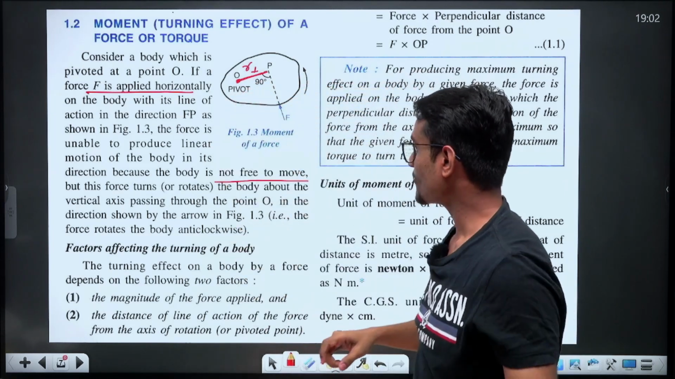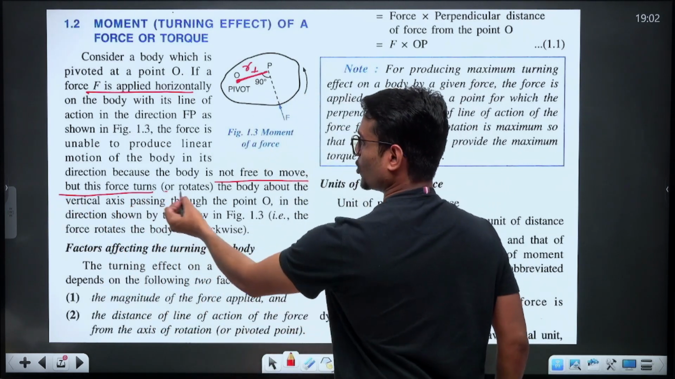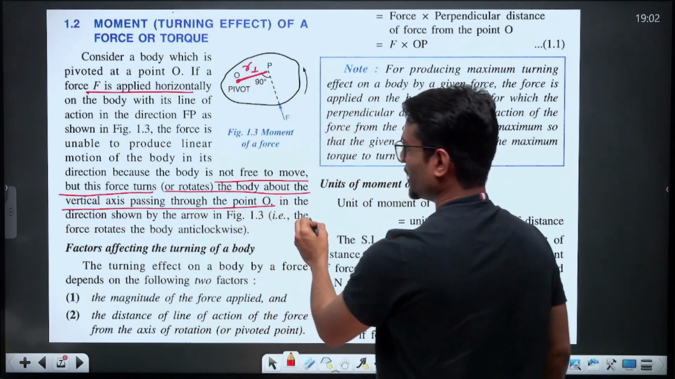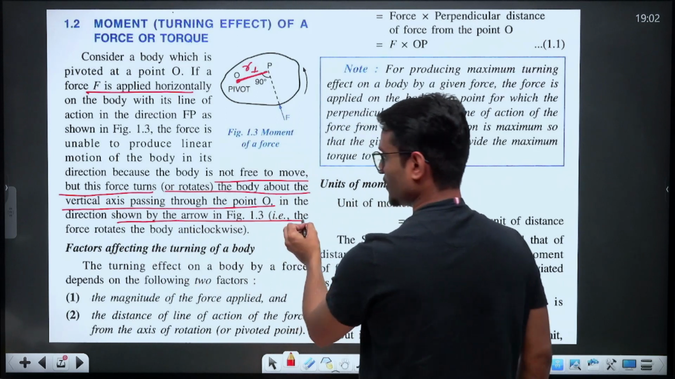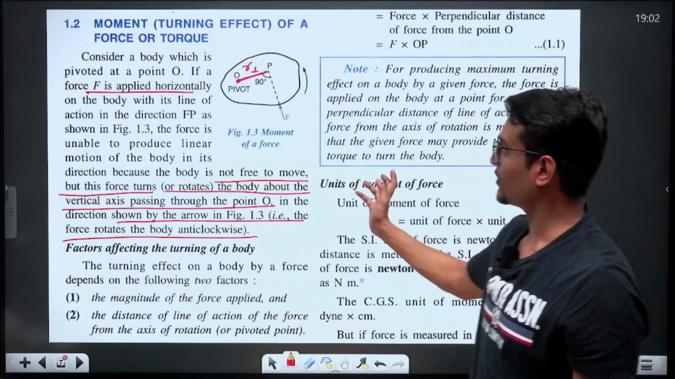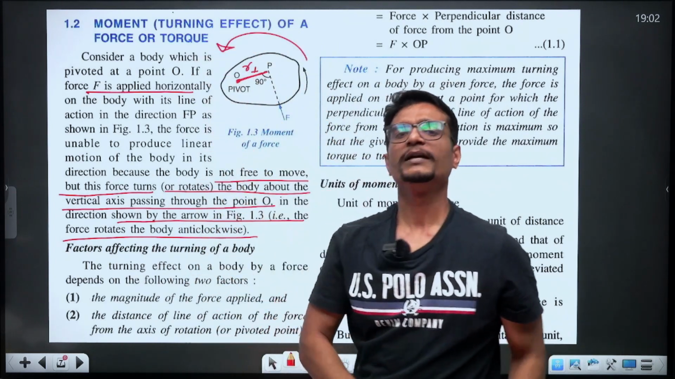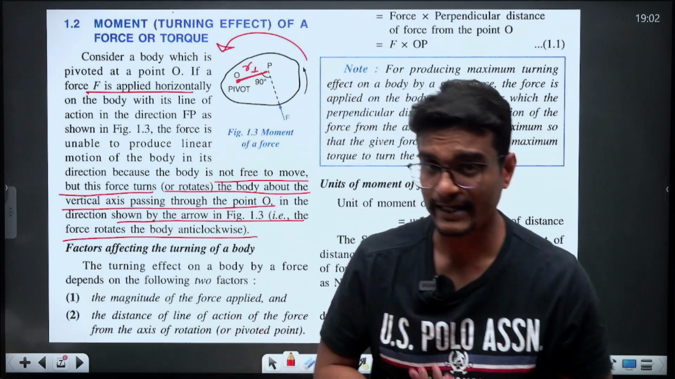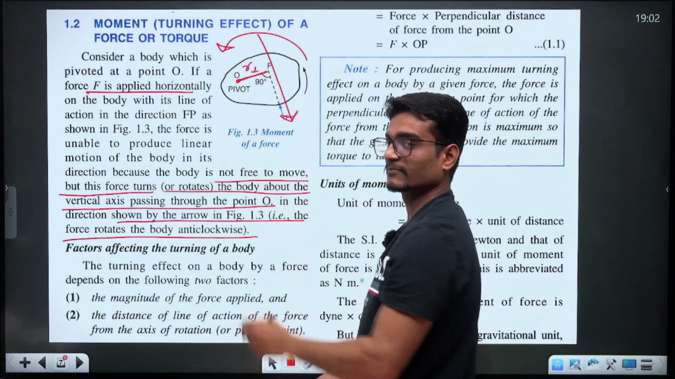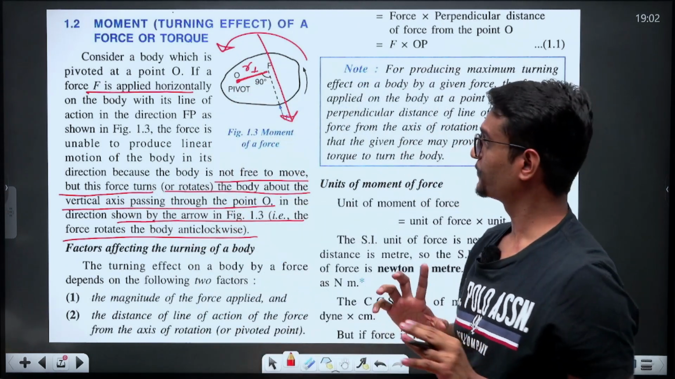Okay. But this force turns or rotates the body about the vertical axis passing through the point O in the direction as shown in the figure, and because of this the body is rotating in anti-clockwise direction. Obviously this is the anti-clockwise direction. It can also rotate in the clockwise direction if you apply the force in this direction. So even the body can rotate in this sense also.